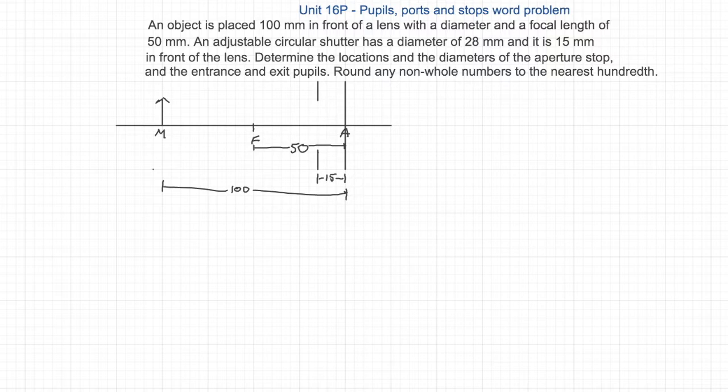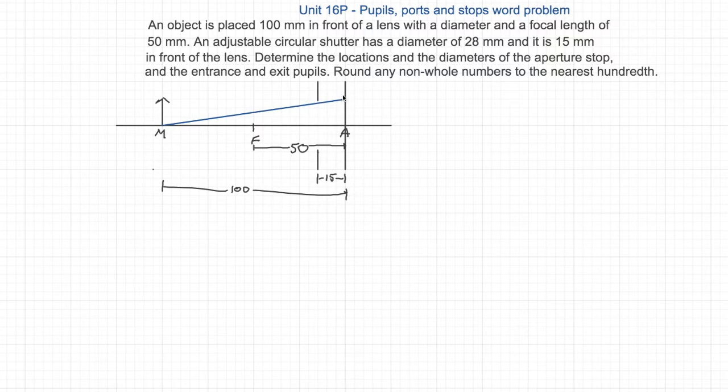So the question says an object is placed 100 millimeters in front of a lens with a diameter and a focal length of 50 millimeters. An adjustable circular shutter has a diameter of 28 millimeters. It is 15 millimeters in front of the lens. Determine the locations and the diameters of the aperture stop and the entrance and exit pupils.